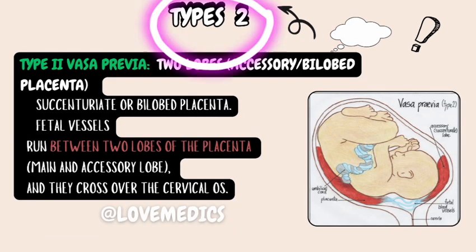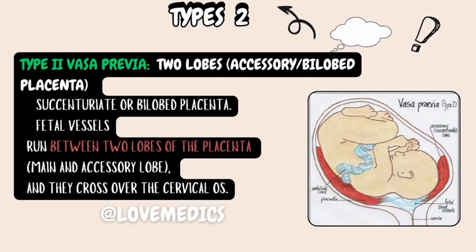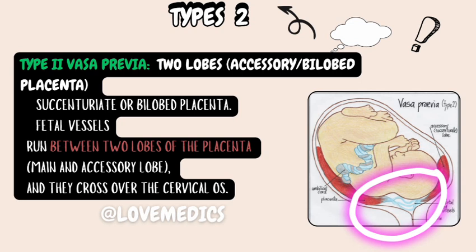Type 2 Vasa previa. You can remember it like type 2, two lobes. Two lobes means bilobed placenta. So it is caused by the succenturiate lobe or bilobed placenta. So the fetal vessel runs between the two lobes of the placenta. So it crosses over the internal os, that is called Vasa previa. So this is type 2 Vasa previa.